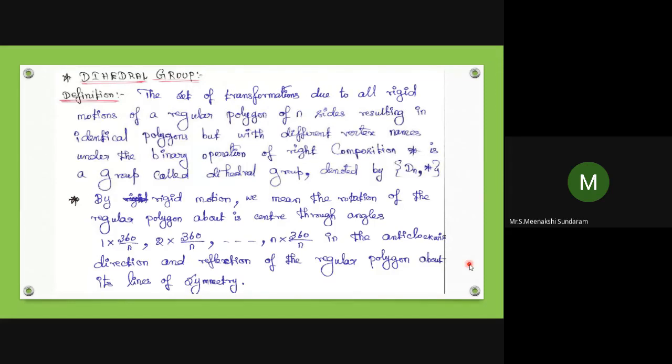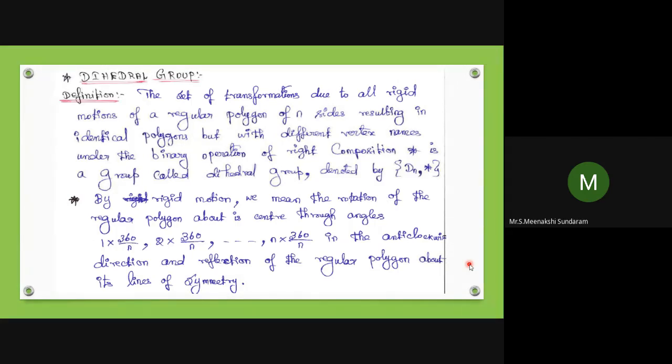Dihedral group. We only need the definition; they may ask about it in rare cases. The dihedral group is the set of transformations due to all rigid motions of a regular polygon. A polygon is defined by its number of sides: triangle, rectangle, square, 4 sides, 5 sides is a pentagon, 6 sides a hexagon, 7 a heptagon, 8 an octagon, 9 a nonagon, 10 a decagon. These are called polygons. I can give special names up to 10; after 11 you can just say it is a polygon.